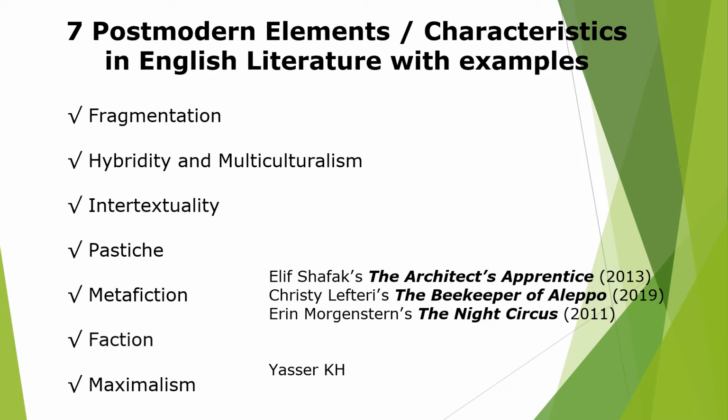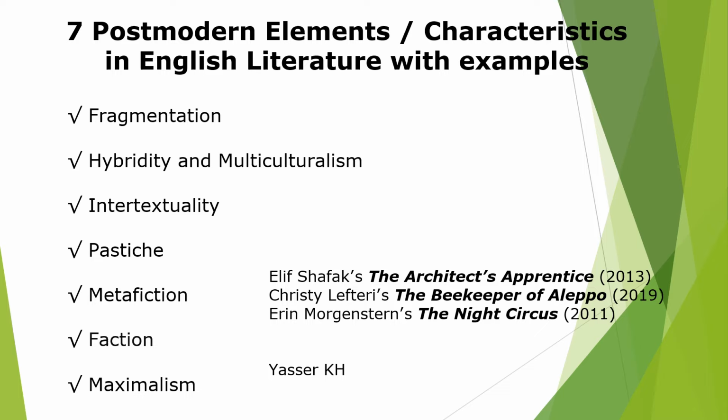This video introduces 7 postmodern elements in English literature with examples of each. The English Lit team aimed to simplify these concepts to help you understand postmodernism in English literature. Our examples will be from the following literary works: Elif Shafak's The Architect's Apprentice, Christy Lefteri's The Beekeeper of Aleppo, and Erin Morgenstern's The Night Circus.